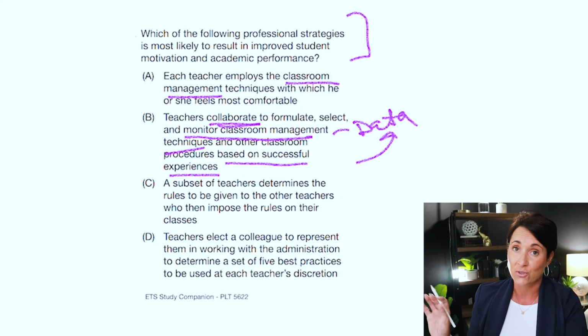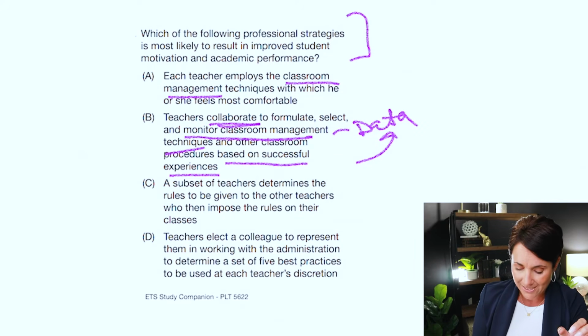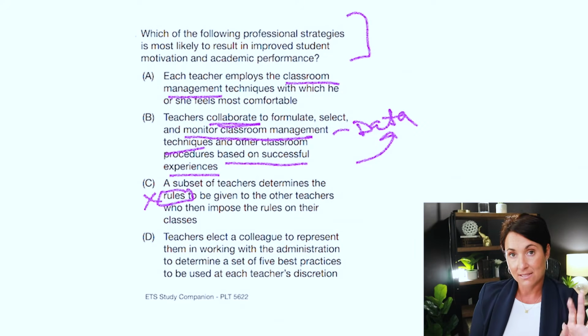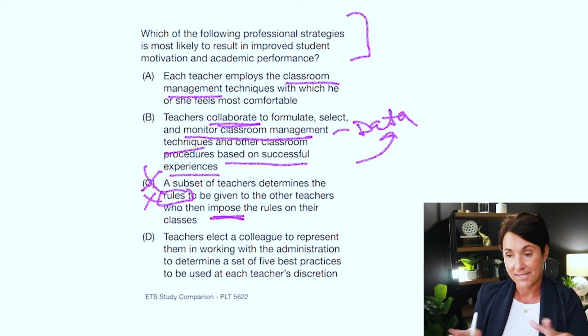So B is like a data-driven decision-making answer choice. That's what I see. Now let's go with C. A subset of teachers determines the rules. Okay, the word rules is kind of a bad word in this space, to be given to the other teachers, who then impose, another negative word, impose the rules onto their students. C has got all kinds of bad vibes going. I'm getting rid of C.